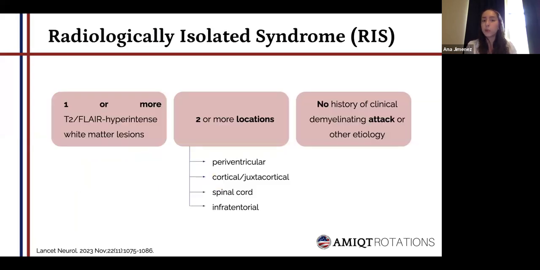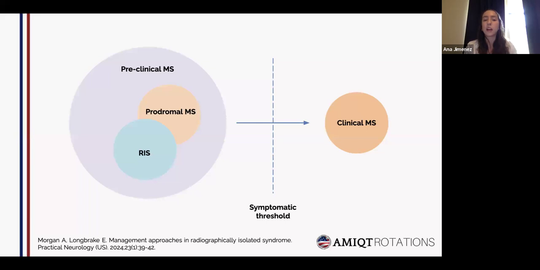If after doing all this workup, everything is normal, the patient doesn't have any signs or symptoms of having, in his lifetime, any clinical attack of demyelination, but he meets the other criteria of having the T2 white matter changes in two or more locations on the CNS, then he can be diagnosed with RIS, or radiologically isolated syndrome, which has been described as a group of patients on the preclinical multiple sclerosis group.